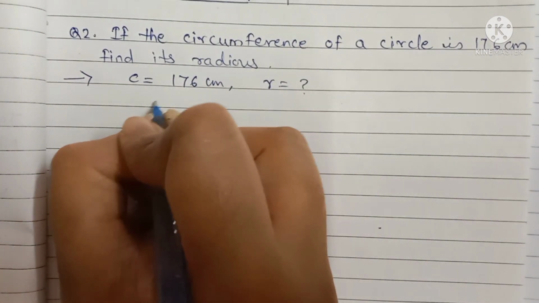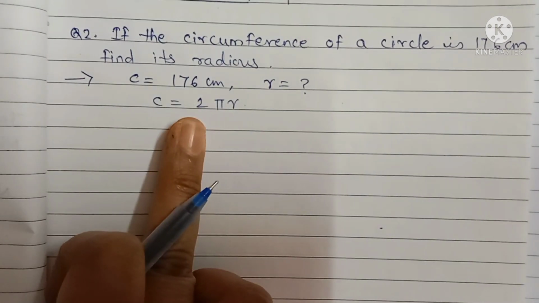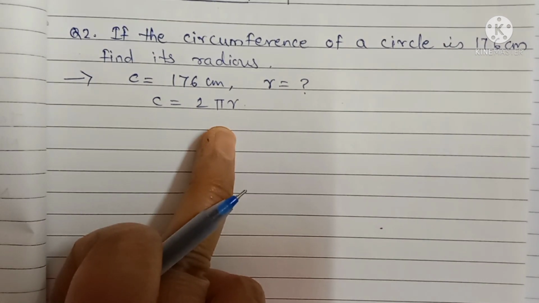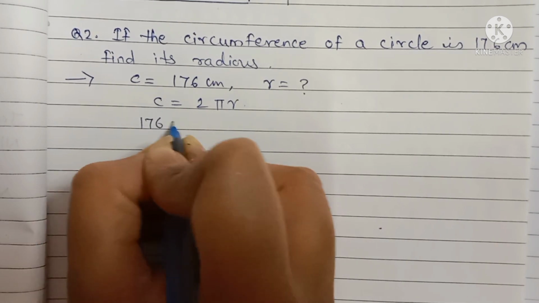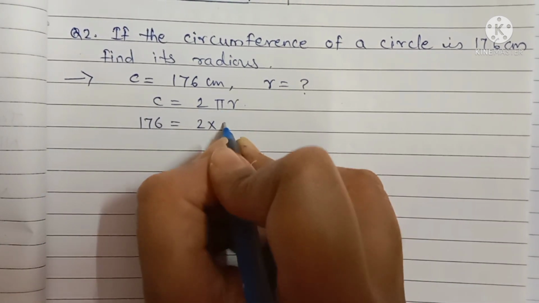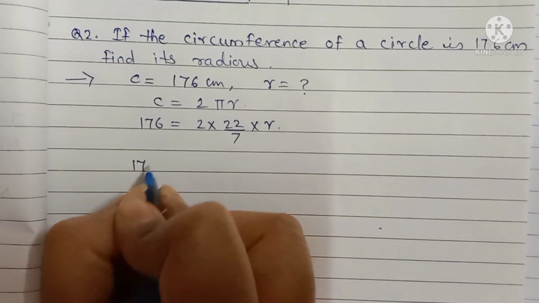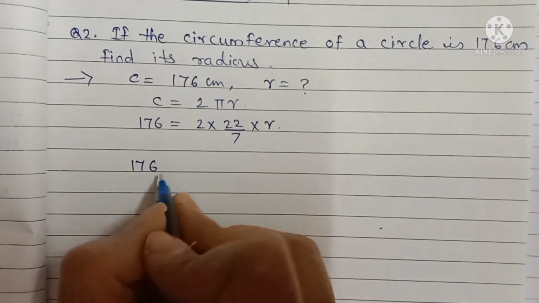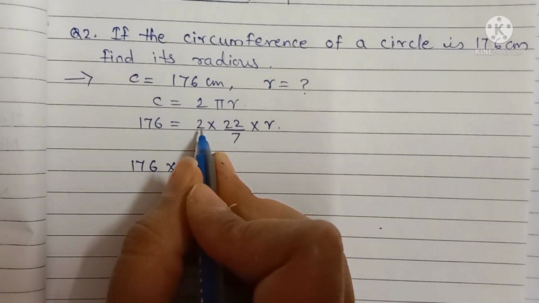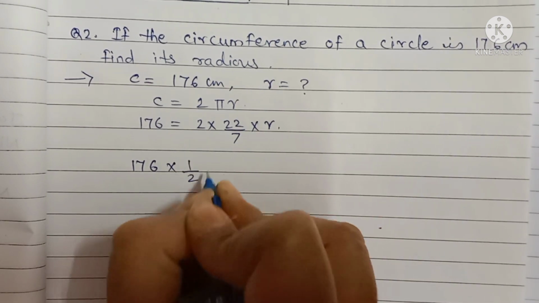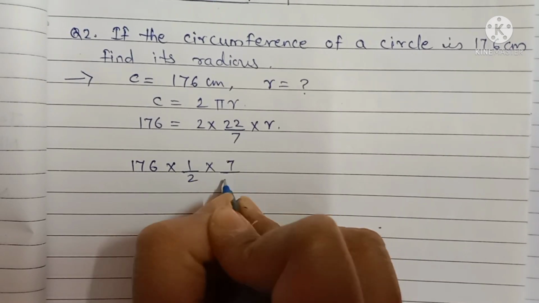Here we use the formula C is equal to 2 pi R. We will use this formula because we have to find the value of R. Value of C is 176, is equal to 2 into the value of pi, 22 upon 7, into R. This 2 is multiplied here, it will go and divide. Means the multiplicative inverse of 2 is 1 upon 2, multiplied by the multiplicative inverse of 22 upon 7, which is 7 upon 22, is equal to R.